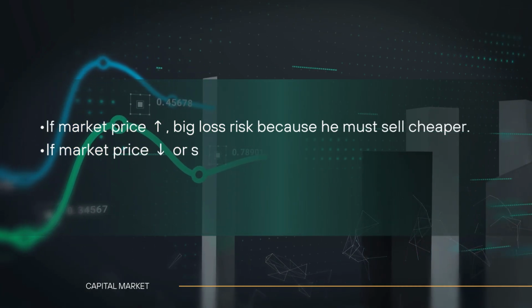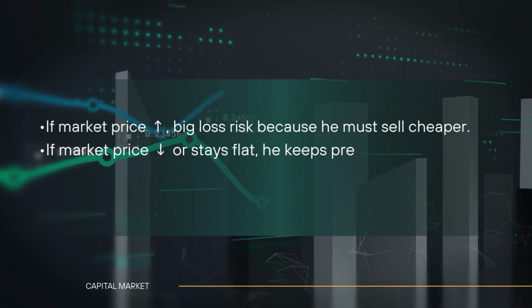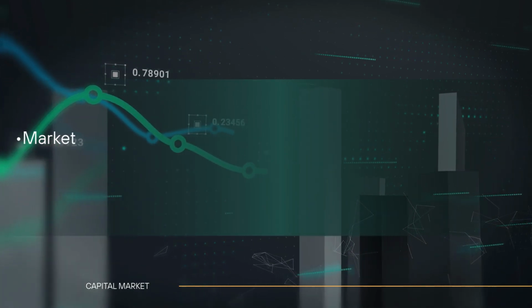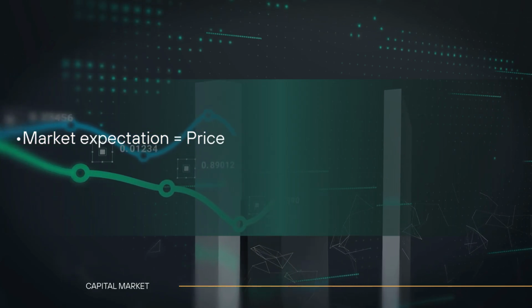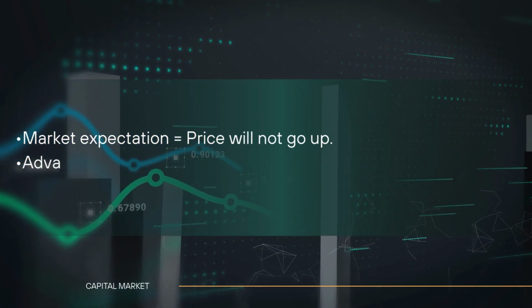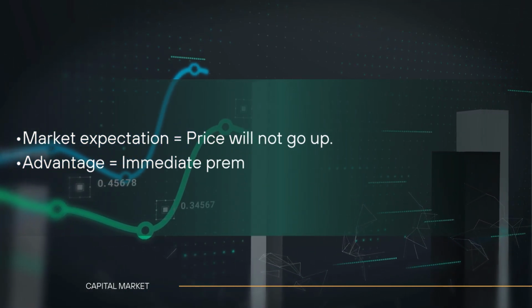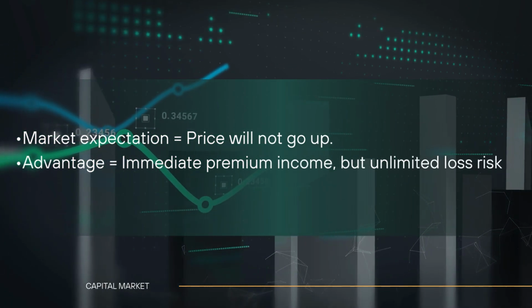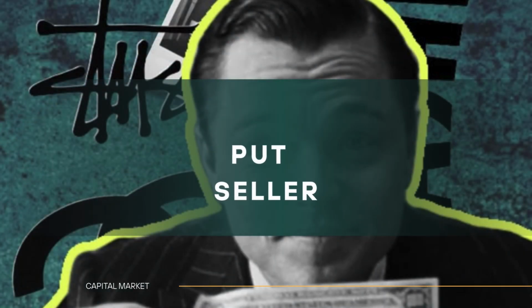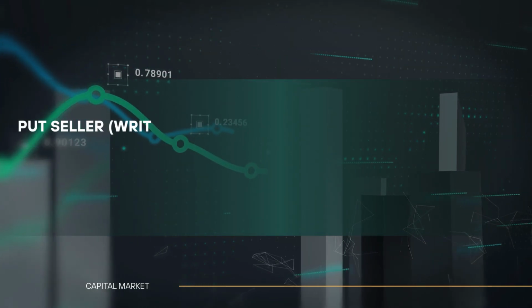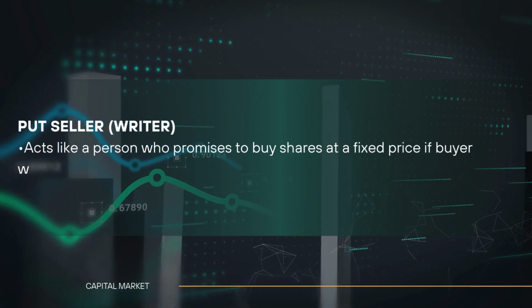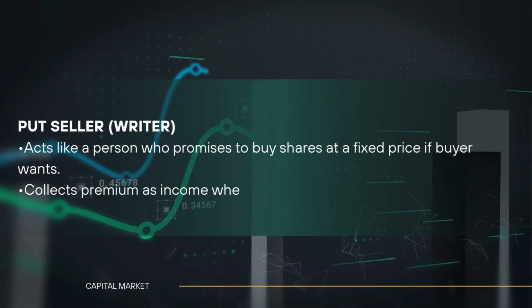But if the market price stays the same or falls, he keeps the premium as a profit. So a call seller usually expects that the price will not go up. The advantage is immediate premium income, but the risk is very high and theoretically unlimited. And then a put seller, on the other hand, promises to buy shares at a fixed price if the buyer wants to sell. Here also the seller collects the premium upfront.